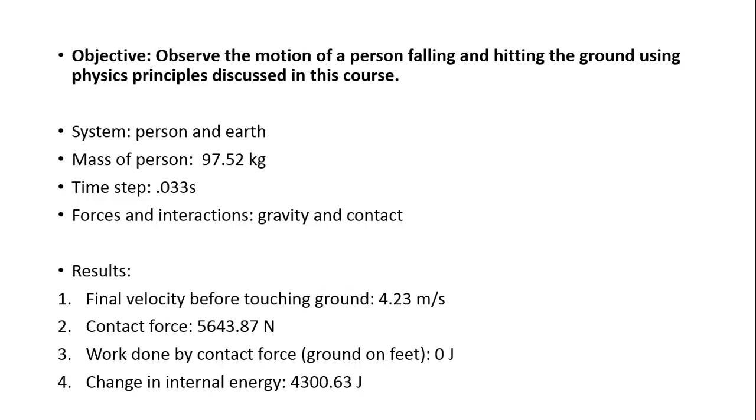The final results are that the final velocity right before he touches the ground is 4.23 meters per second. The force of contact exerted from the ground onto the person's feet is 5,643.87 newtons. The work done by the contact force, or the work done by the ground on the feet, is 0 joules, and the change in internal energy is 4,300.63 joules.